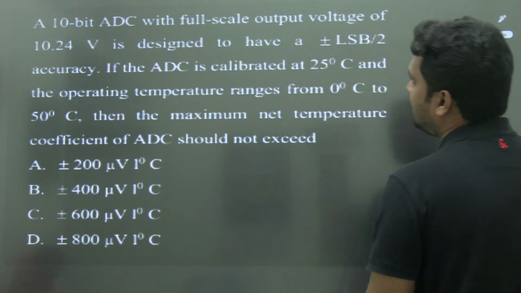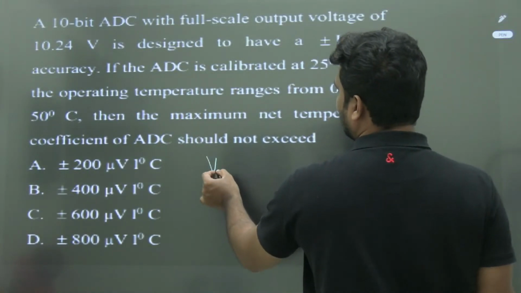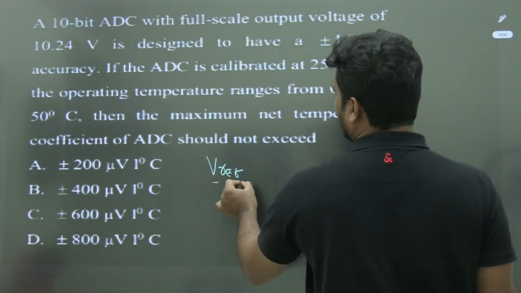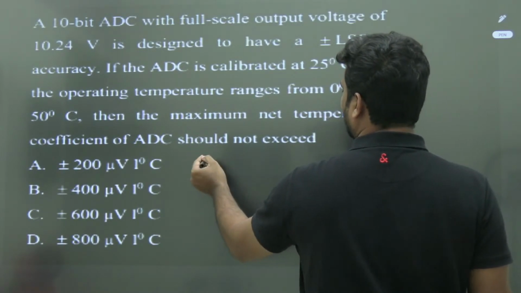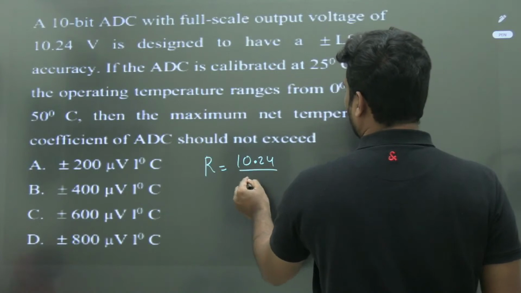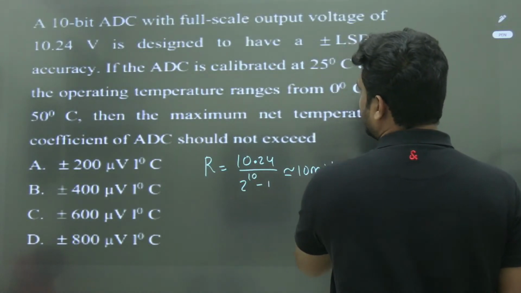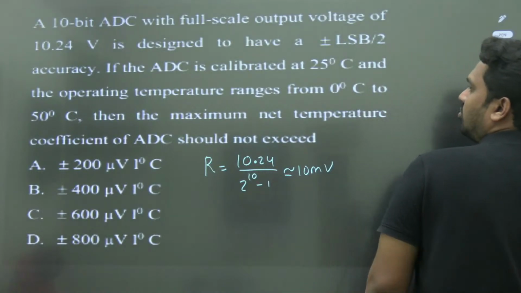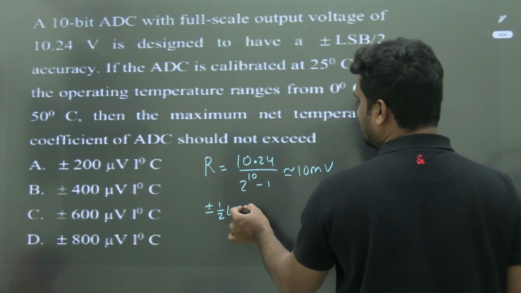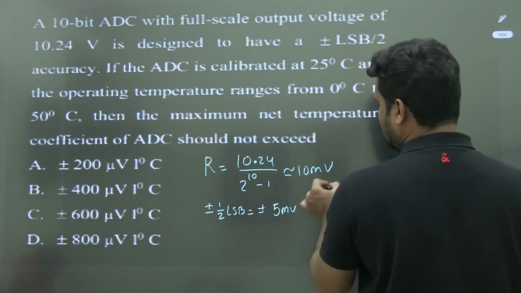So you have a 10-bit ADC with a full-scale output of 10.24 V. Firstly, what is your V reference? What is the resolution? 10.24 divided by 2 to the power of 10 minus 1, approximately 10 millivolts. It is designed to have plus or minus half LSB. Plus or minus half LSB is how much? Plus or minus 5 millivolts.